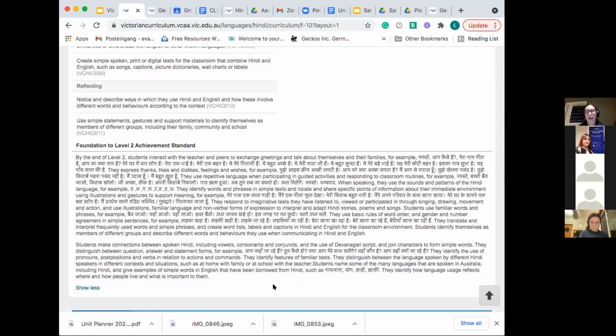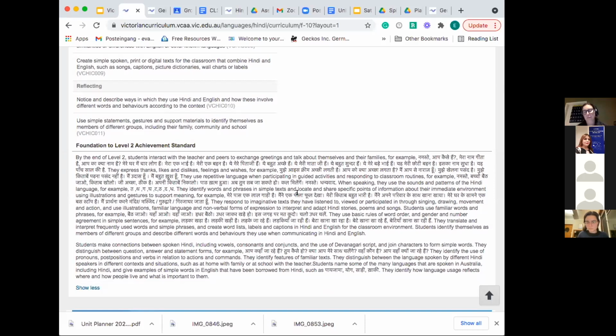The achievement standards represent our goal. So at the end of level 2, for example, when the students finished foundation, grade 1 and grade 2, what do we want them to know? What do we want them to be able to do? And that's where we refer back to the achievement standard. That's our goal. So for example, here it says, students interact with the teacher and peers to exchange greetings and talk about themselves and their families, for example.